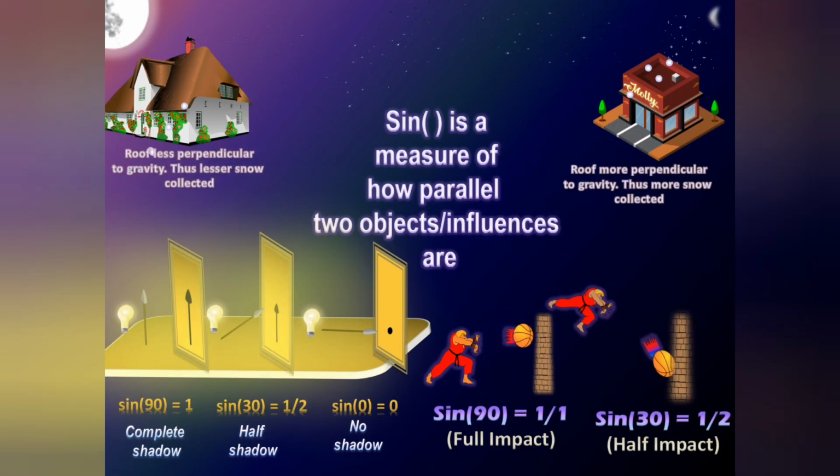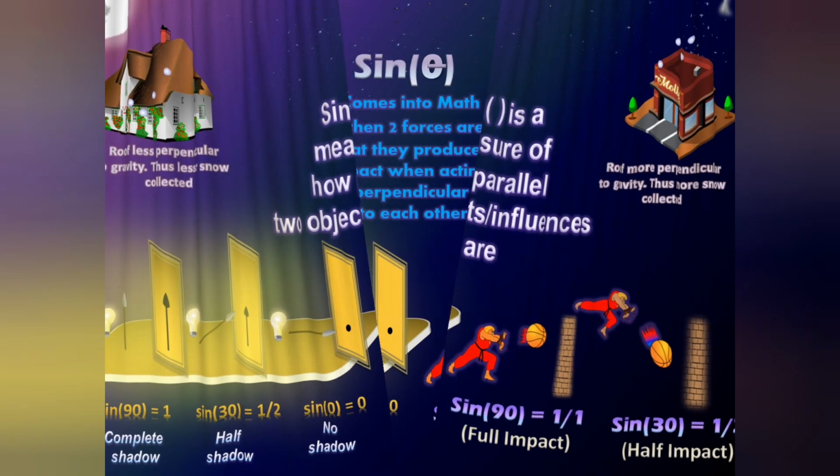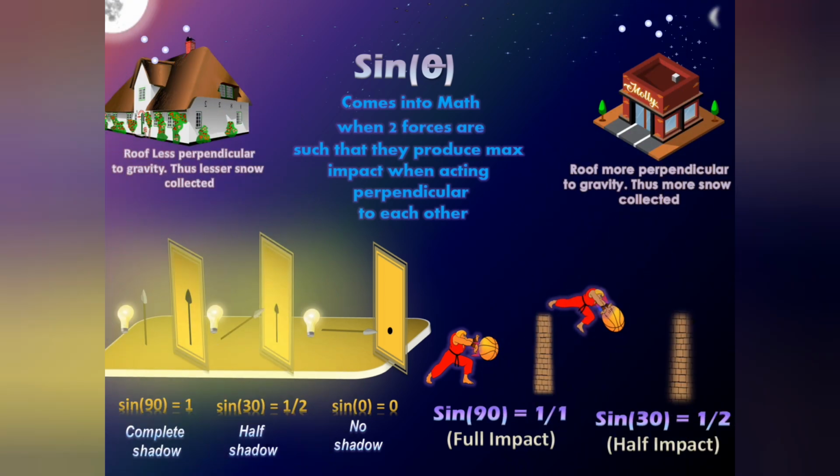What if sine theta is a measure of how much perpendicular 2 forces or objects or influences are with respect to each other? So a roof which is perpendicular to the flow of snow, won't it collect more snow than a roof that is less perpendicular?